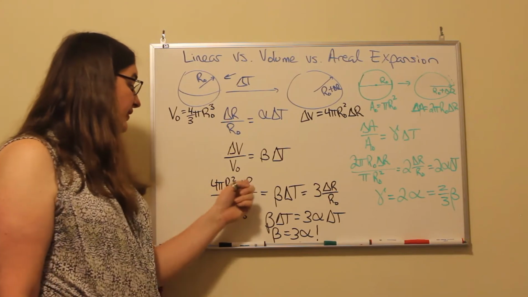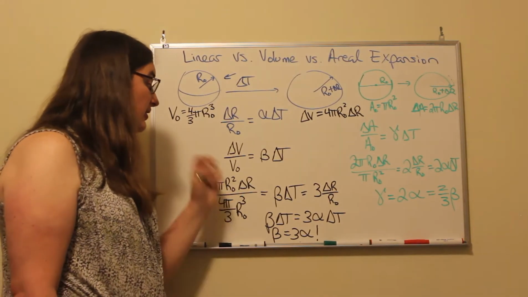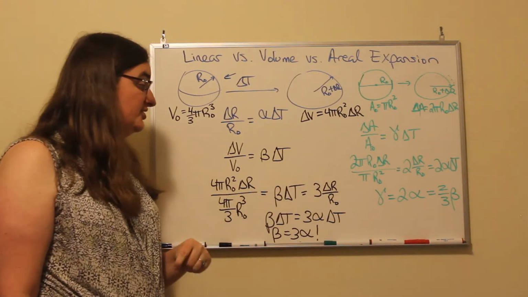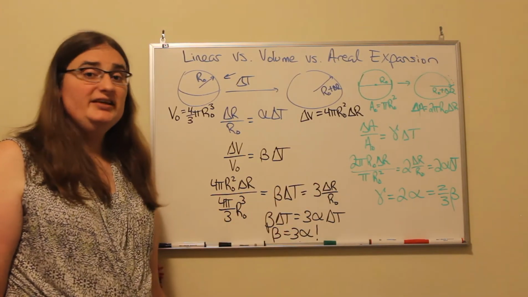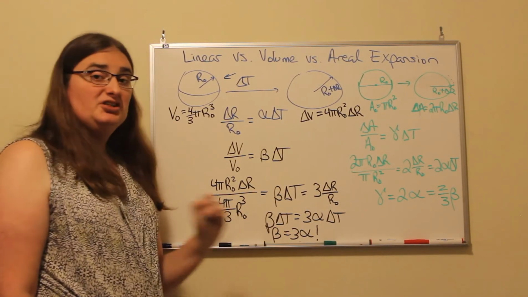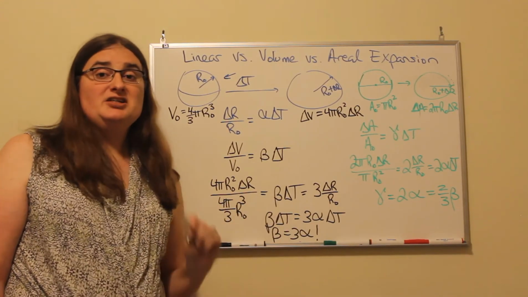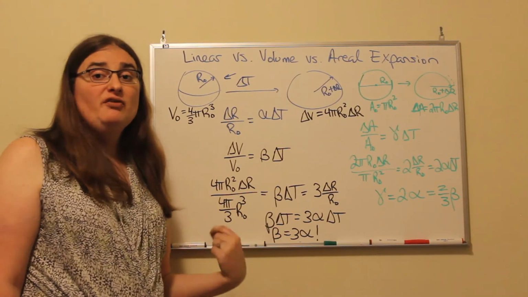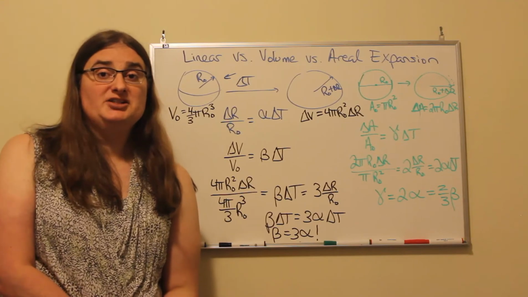4 pi r squared delta r over 4/3 pi r0 cubed ends up giving me a factor of 3 times delta r over r0. Delta r over r0 is alpha delta T. So my volume expansion times my change in temperature is 3 times my linear expansion times my change in temperature. So my coefficient of volume expansion is 3 times my coefficient of linear expansion.